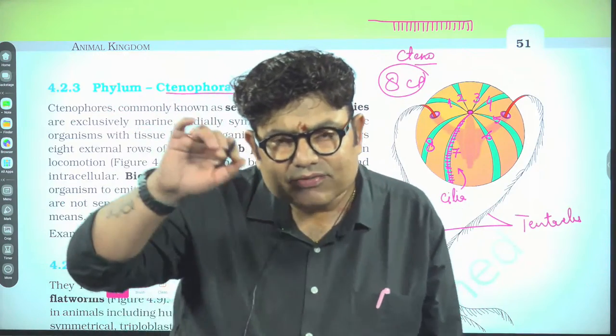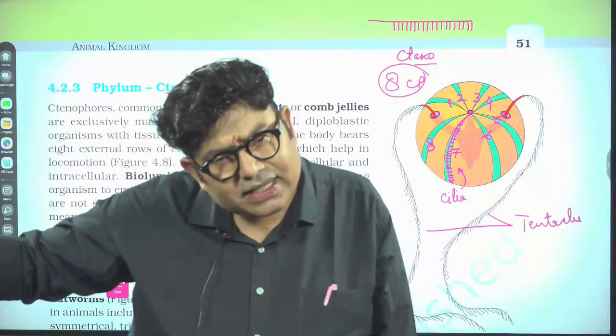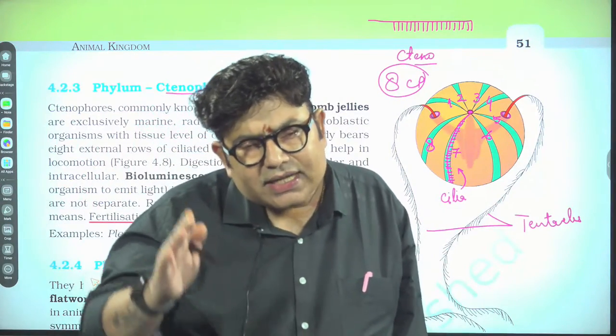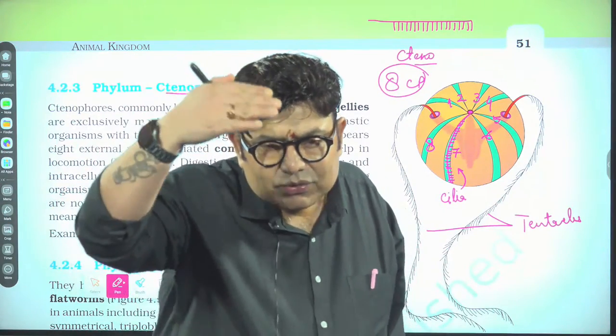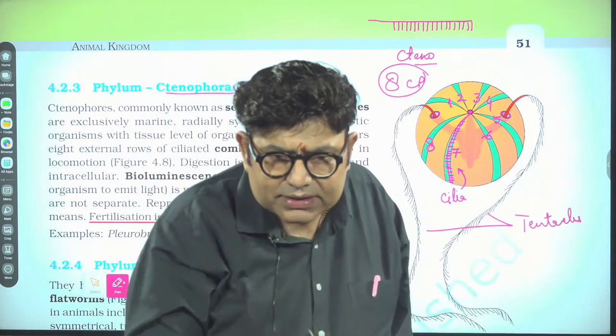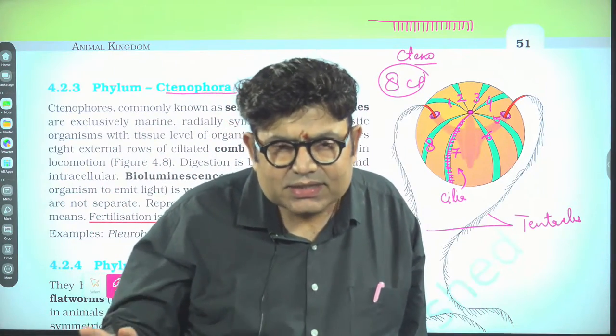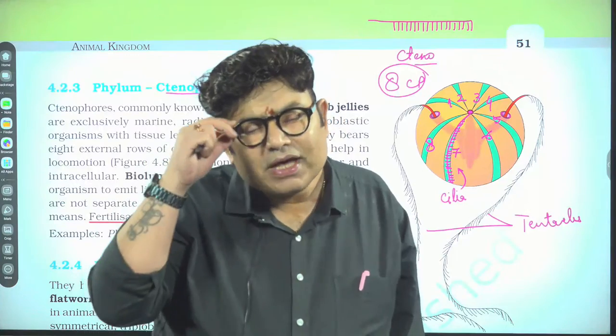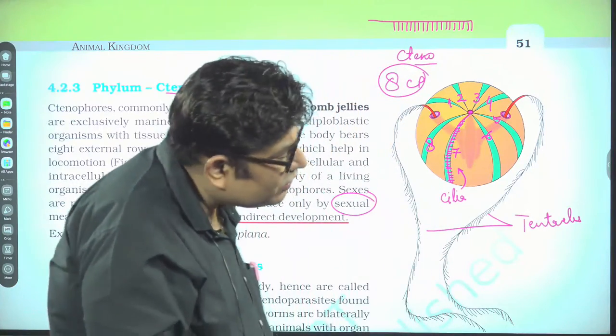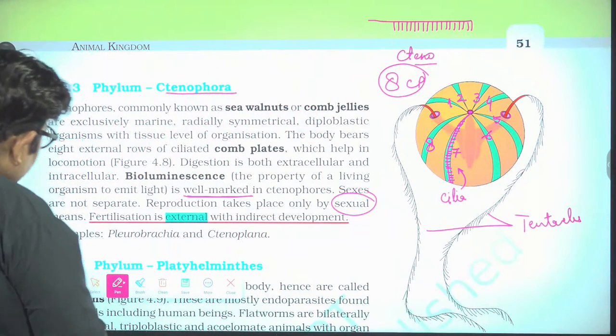Separate sexes is first time seen in Aschelminthes. So up to the Platyhelminthes, in all these phyla, sexes are not separate. They are present in the same body, monoecious. Organisms are monoecious, animals are monoecious.